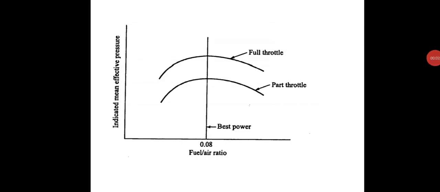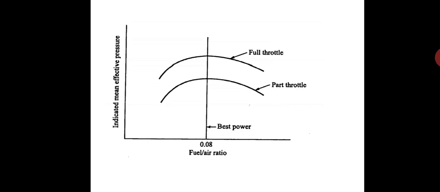Hello friends, today we are going to discuss steady running mixture requirements of SI engine. Steady running means the continuous operation of the engine at a given speed and power output with normal engine temperatures. Under the steady running condition, the mixture requirement for maximum power and for minimum specific fuel consumption are different.